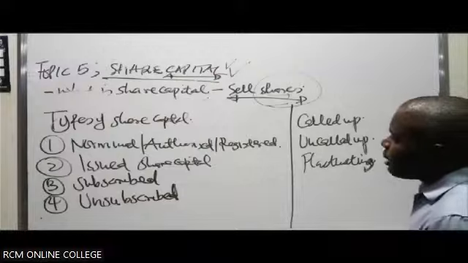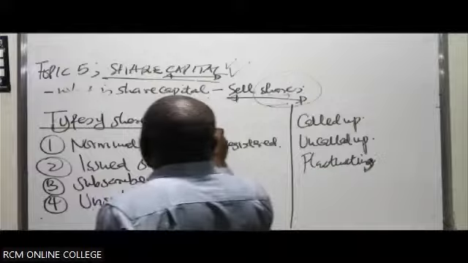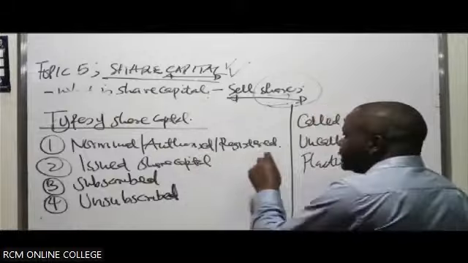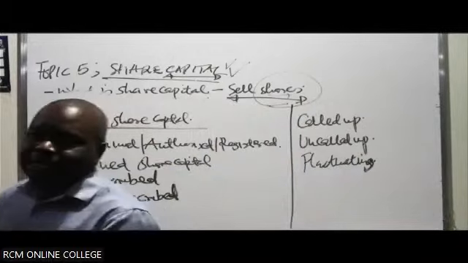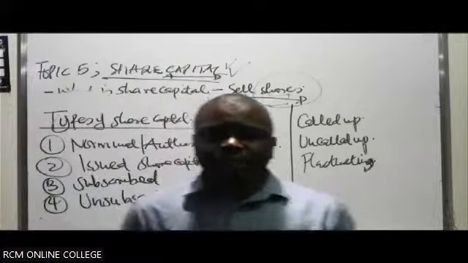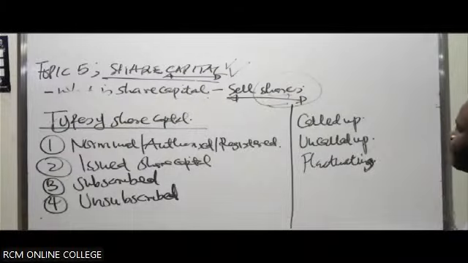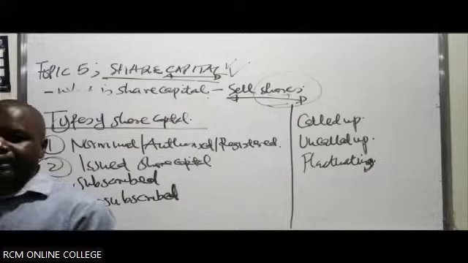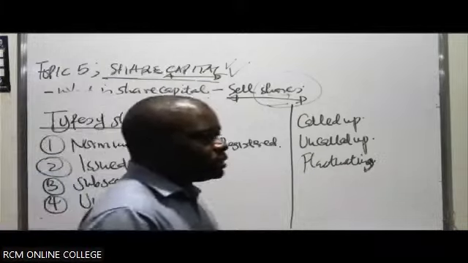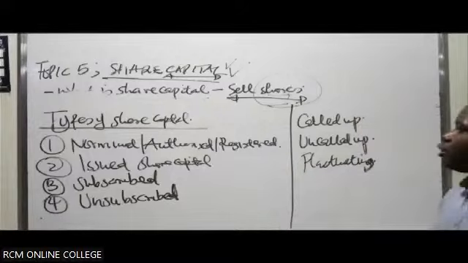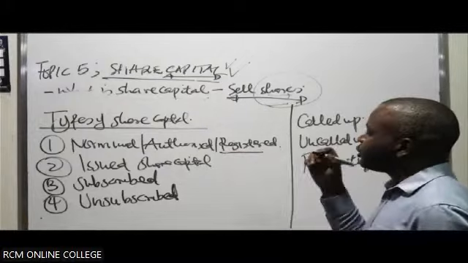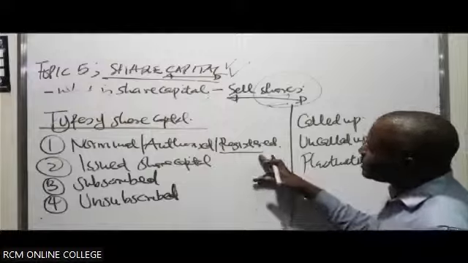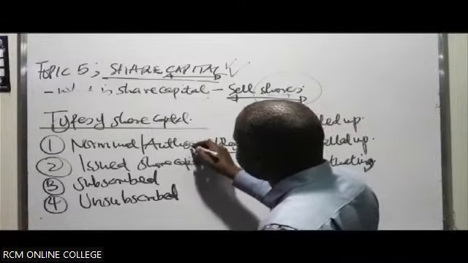So the type of share capital will likely be described by the name. For example, when we talk about nominal, authorized, or registered, it is the share capital with which the company will be registered at the registrar's office. When registering the company, you'll be called upon to state which capital you want, maybe 100K, 1 million, or 5 million. That is what we refer to as the authorized or registered capital. Sometimes we call it authorized, as it is what you've been authorized by the registrar.